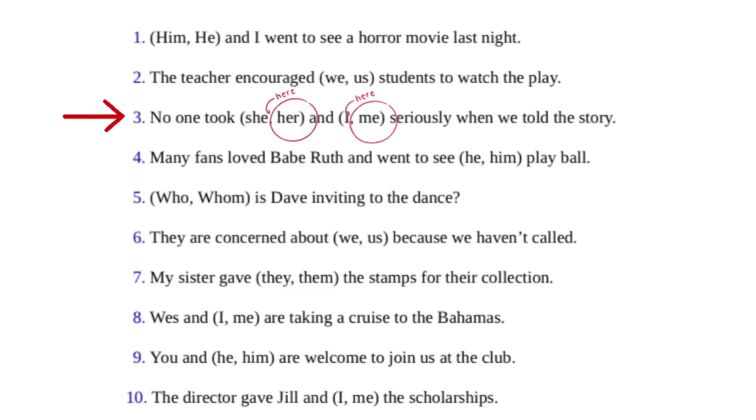So you can close this part and see how it sounds. No one took me seriously when we told the story. So me is the correct answer here. Many fans loved Baby Ruth and went to see him play ball. Next one, it's whom is Dave inviting to the dance?